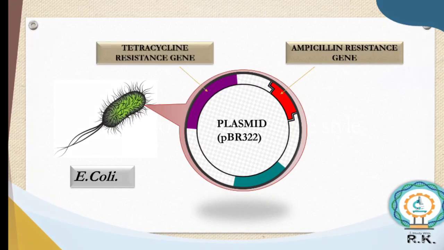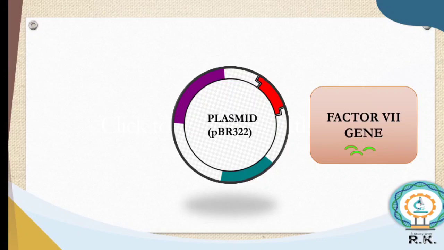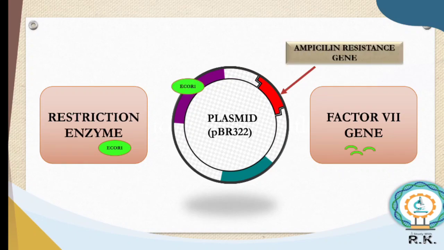So the first step for getting the factor 7 gene to replicate is to insert it into the plasmid. This is done using a restriction enzyme. It cleaves the plasmid at locations called restriction sites, which contain specific DNA sequences recognized by the restriction enzyme. Each restriction enzyme recognizes a specific sequence, so when it comes across it, it will cut the plasmid. In this case we are using the restriction enzyme EcoR1.